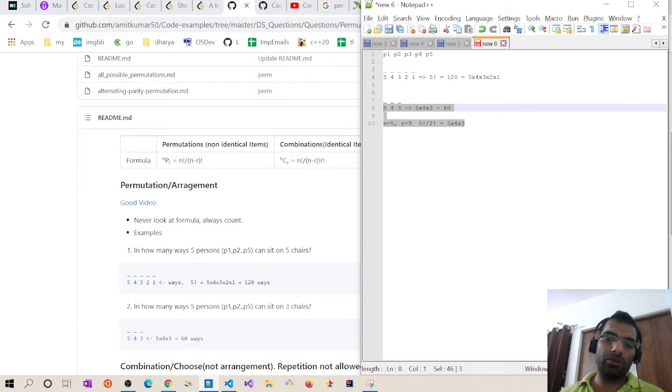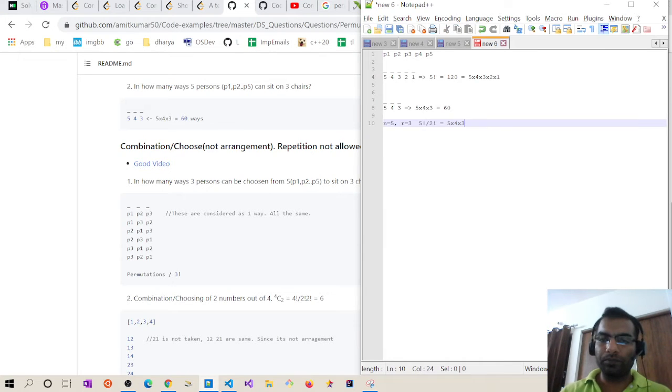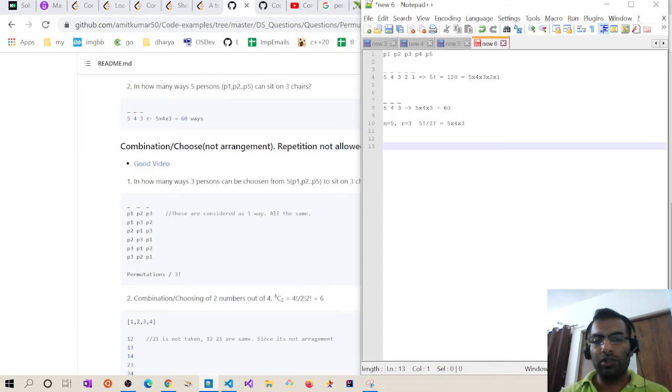Now what is a combination? Combination is not arrangement, it's the way we can choose the elements or people. So repetition is not allowed. For example, just consider an example, so now we are on combination.